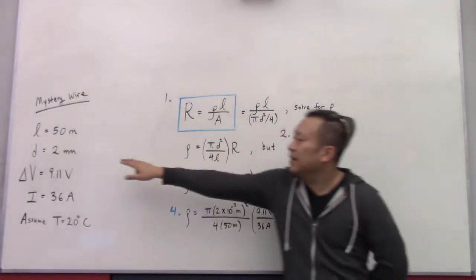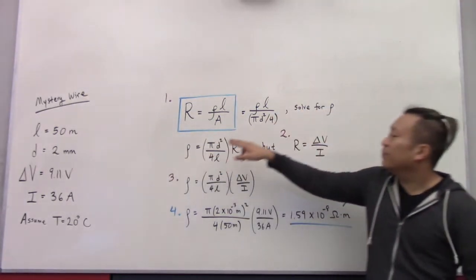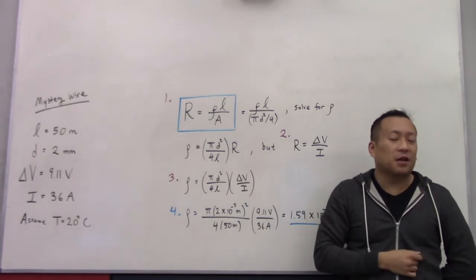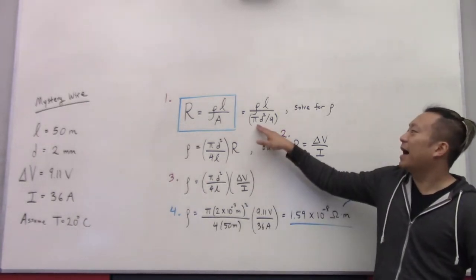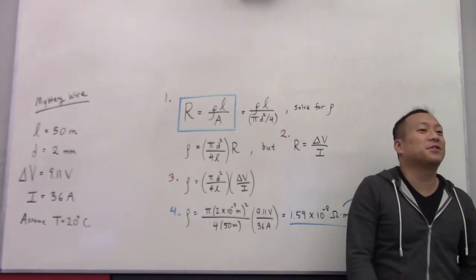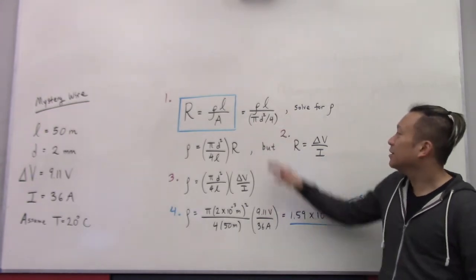And if we're given the diameter, we know that the area of a circle is pi r squared. But we can also write pi d squared over 4. That's also the same thing. So we can write that one.